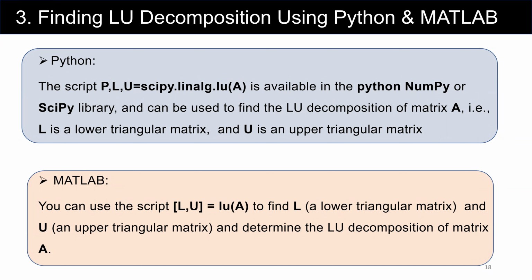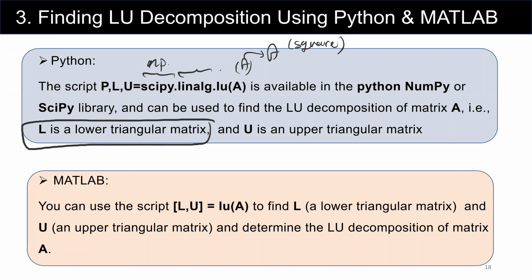Using this script, P, L, U is equal to scipy, or you can also use NumPy, it depends which one you want to use for your code, dot linalg dot lu of A. A is our given matrix, which is a square matrix. So you already define matrix A. It is available in the Python NumPy or SciPy library and can be used to find the LU decomposition of matrix A, i.e.